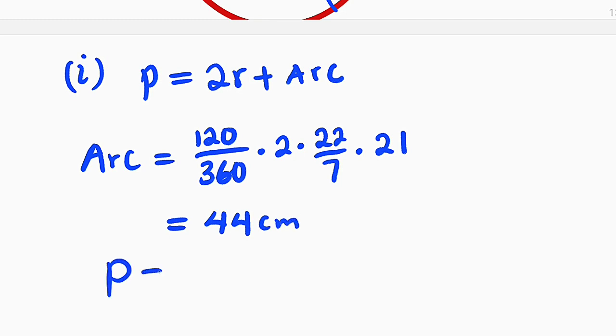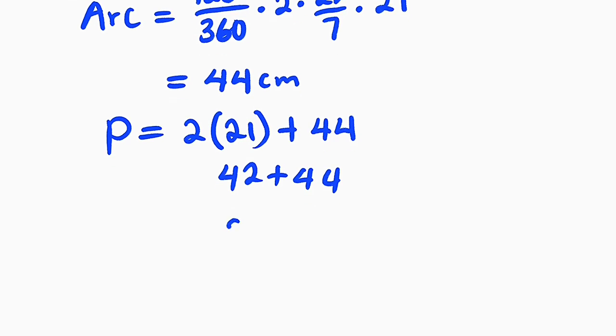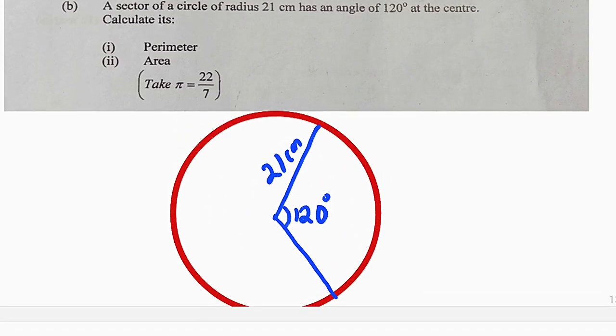So the perimeter would be 2 times the radius, which is 21, plus the length of arc, which is 44. 2 times this will give us what? 42. So this is 42 plus 44, which is going to give us 86 centimeters. So this is said to be the perimeter of that sector. We have answered Roman 1.